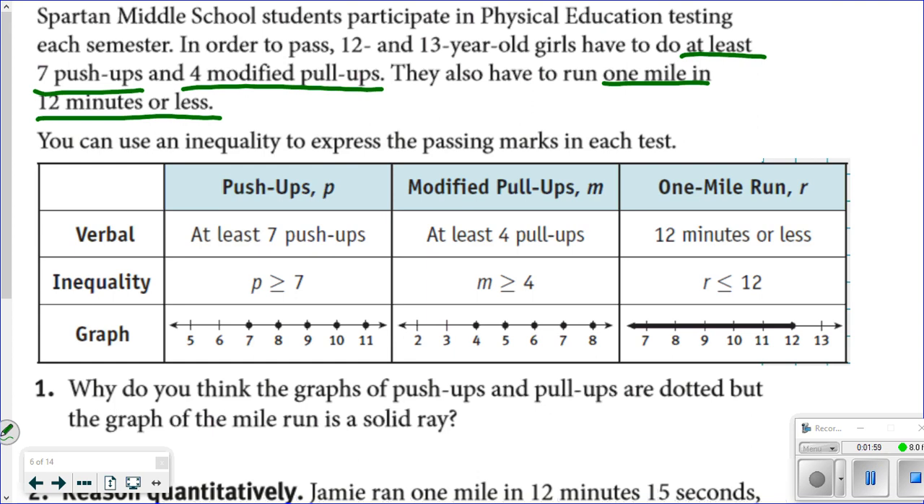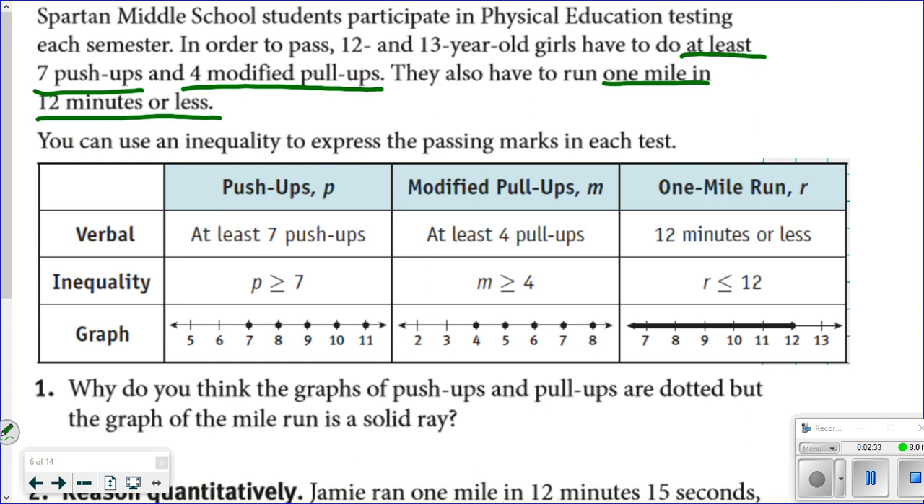Again, for pull-ups, we need to be at least 4. So M is greater than or equal to 4. They're using an M for the word modified. Notice how we have points again at 4, 5, 6, 7, 8, etc. And then we see our mile time, 12 minutes or less. So this run, R, needs to be less than or equal to 12. And we have a shaded area on our graph, also called a ray.